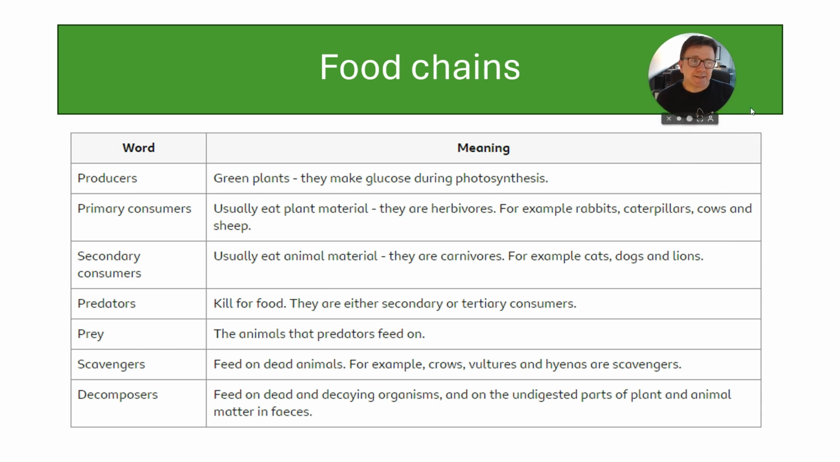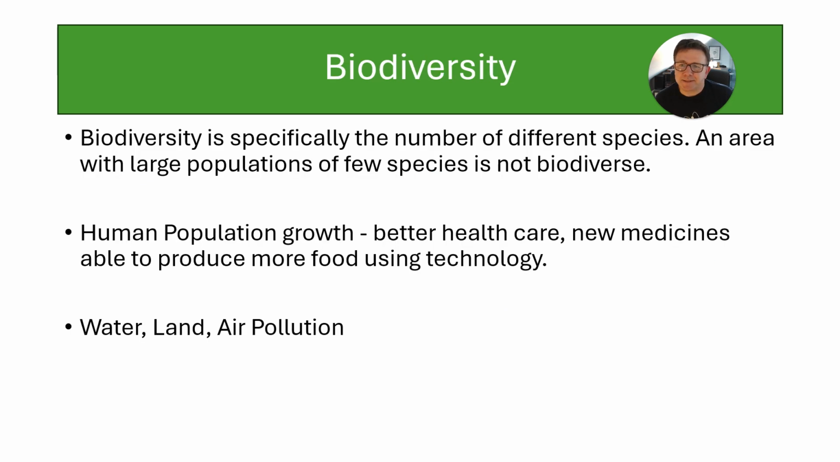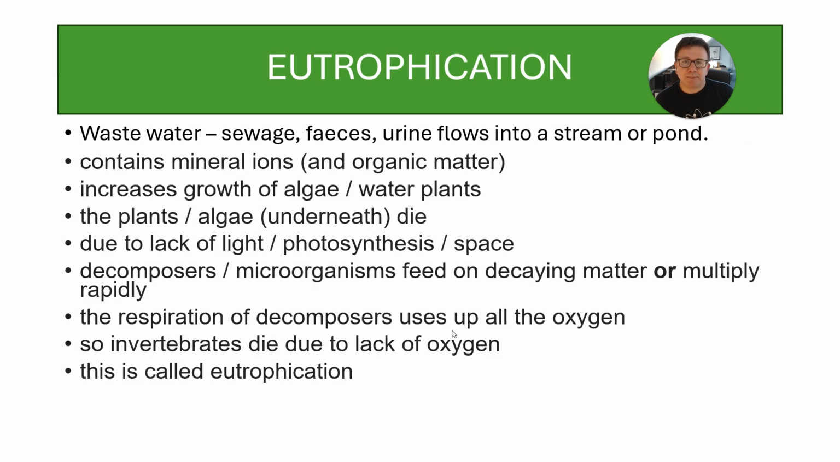Food chains. Okay, so again, food chains, if you're doing higher tier, you do need to know these words quite well. You might have to look at food webs as well and describe what happens to a population when something disappears. Biodiversity, looking at the numbers of different species, so the more biodiverse, the more healthy the habitat is. Obviously affected by human populations, so you do need to know about water, land and air pollution.